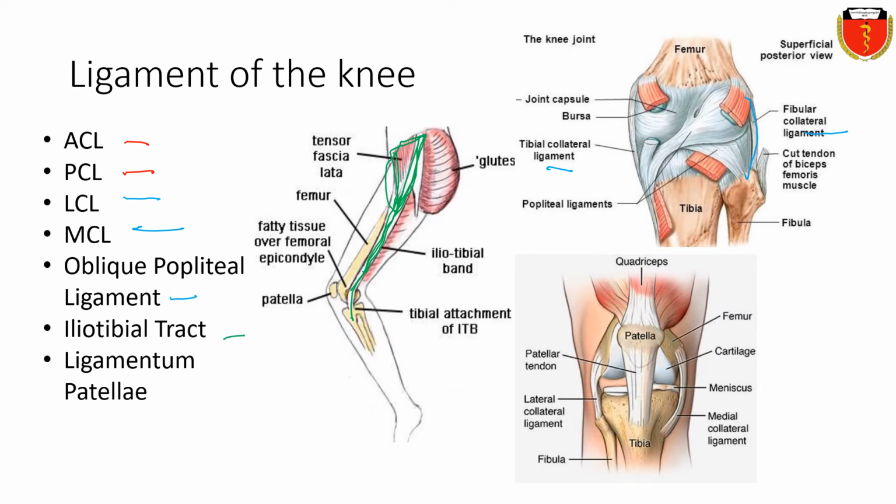Then we have the last one, the ligamentum patellae. The ligamentum patellae is actually the extension of the quadriceps tendon that crosses the patella, and then it's connected from the patella to the tibia. That's why this part is called the ligamentum patellae. It also provides anterior support to the knee joint, and it can provide protection of the anterior surface of the knee.